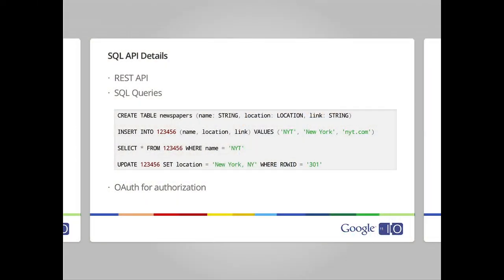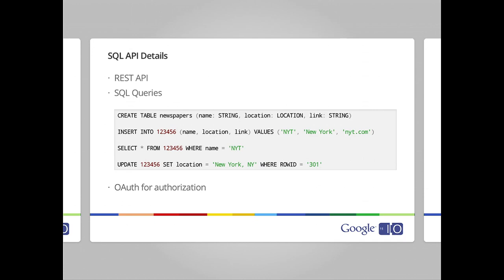All right, so now let's go through the details of the API, so you know how to use the API to build an application like this. The API is a REST API, so basically that means you can make HTTP requests to Fusion Tables. With these requests, you send SQL-like queries in order to create tables, insert, select, update data, etc. And here are just a few examples of the queries that you can send.